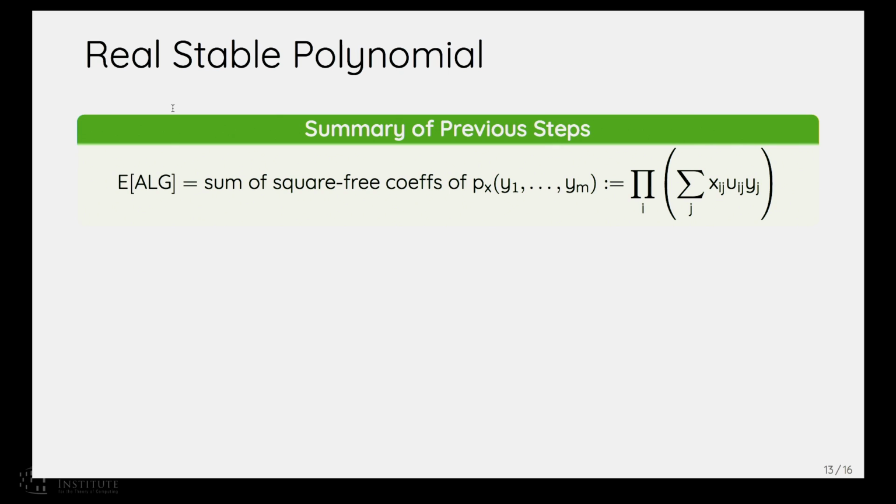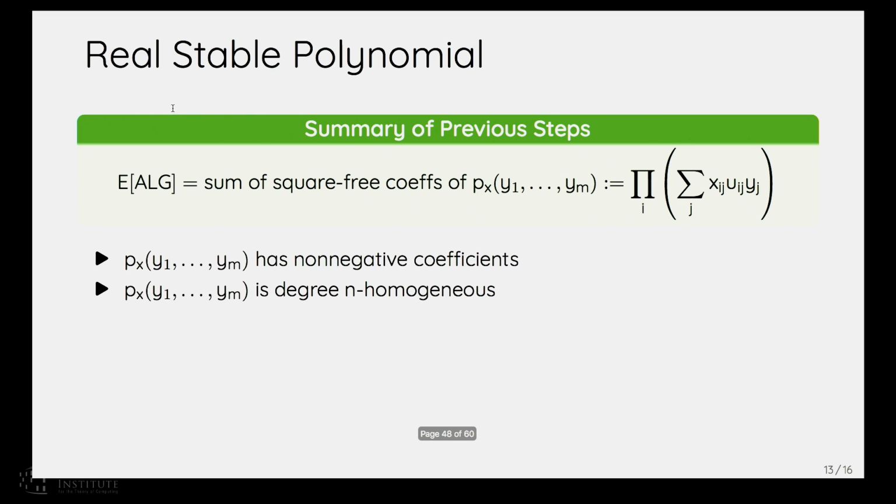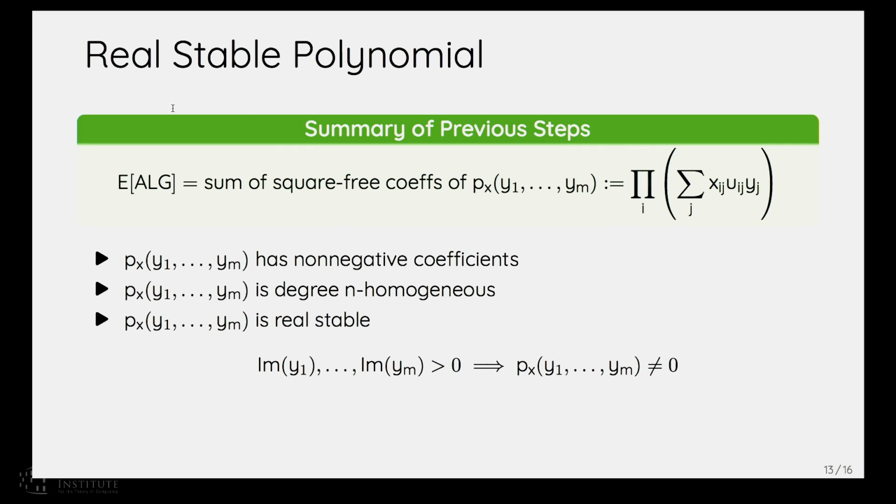So again, I've shown that the expectation of the algorithm is the sum of square-free coefficients of this polynomial. What properties does this polynomial have? It has non-negative coefficients. For a fixed x, everything is non-negative, so the coefficients are non-negative. It's degree n homogeneous, since it's a product of n linear polynomials, and it is real stable.